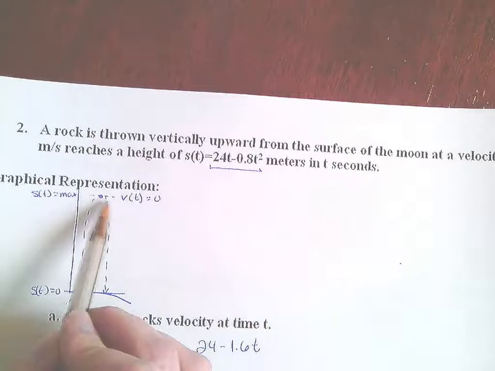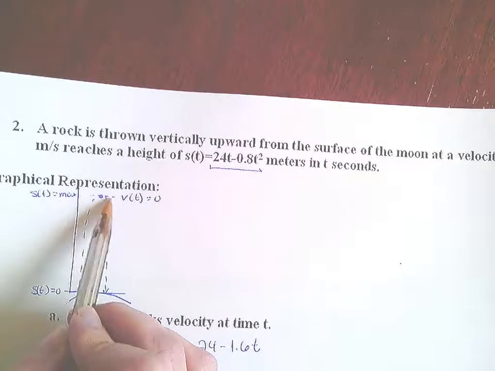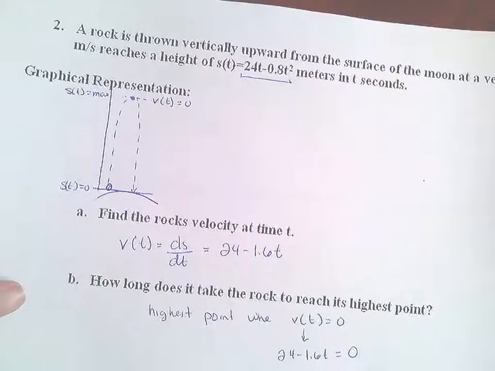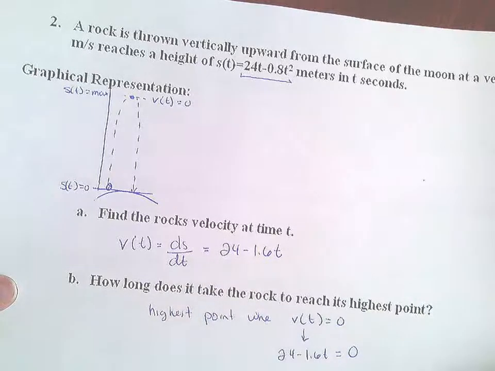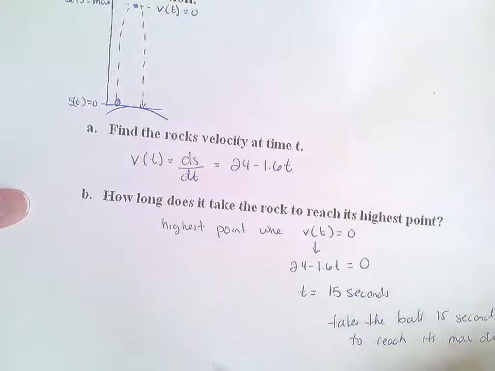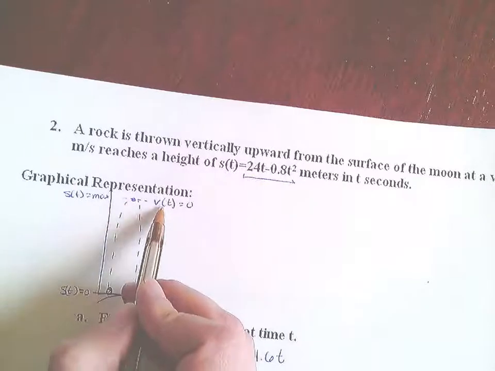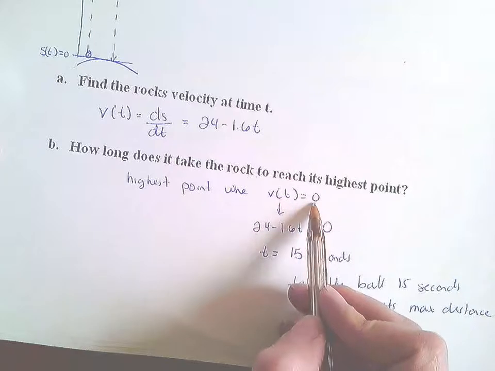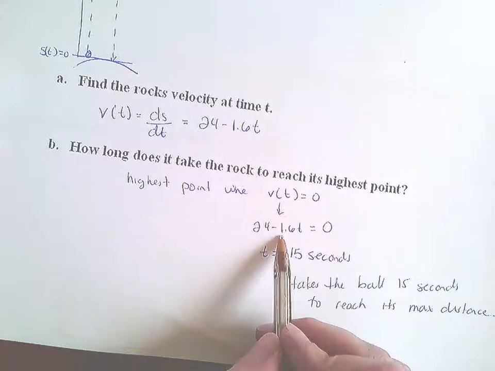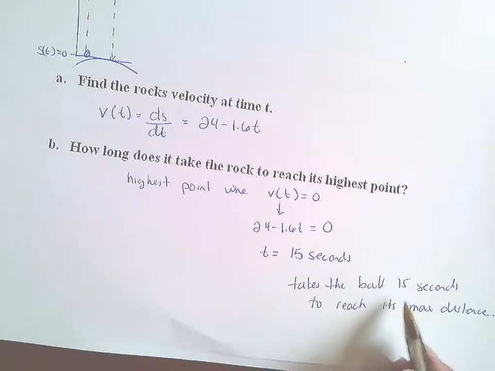So we established that the velocity, which is the derivative at that point, is going to be 0, correct, for the ball. And we found that the rock's velocity at that time is 24 minus 1.6 t. How long does it take the rock to reach its highest point? The highest point is when the velocity is equal to 0. So you set the velocity function to 0, and we found 15 seconds. So it takes the ball 15 seconds to reach the max distance.